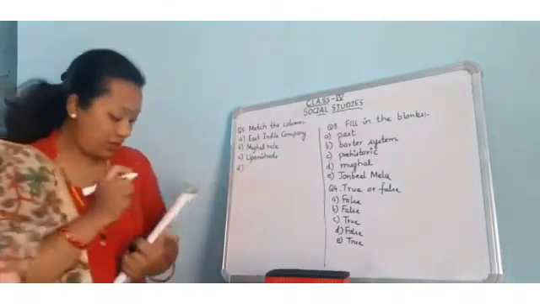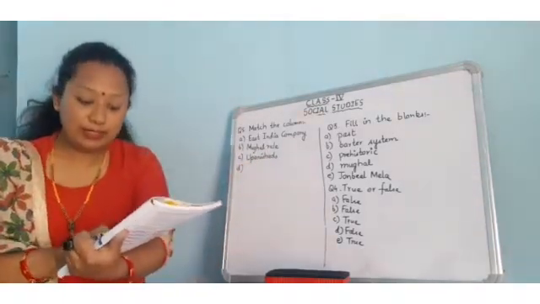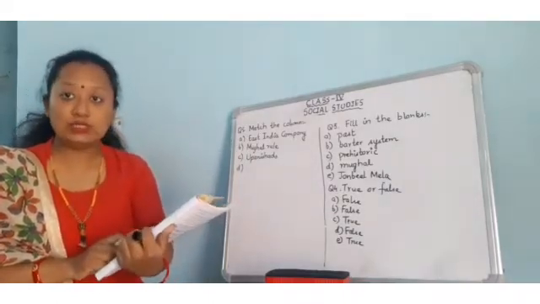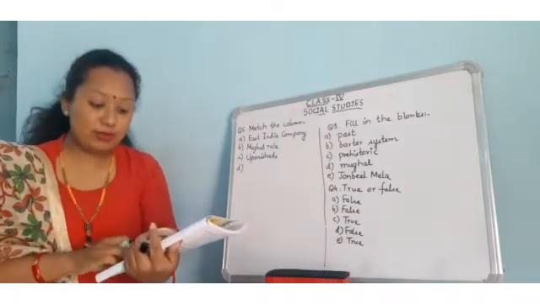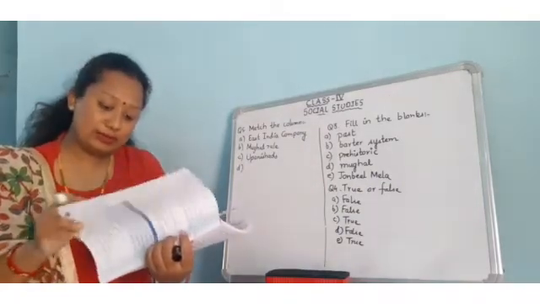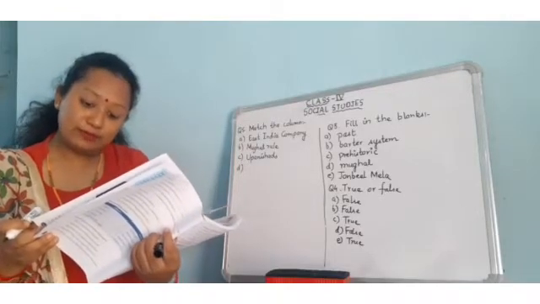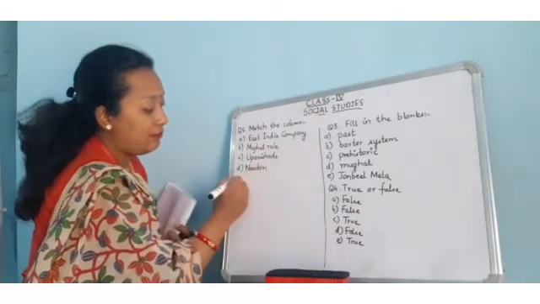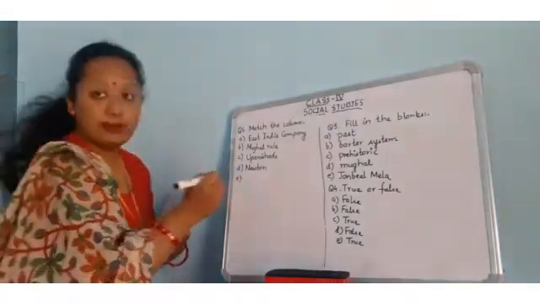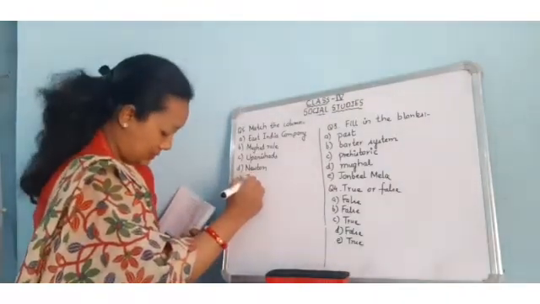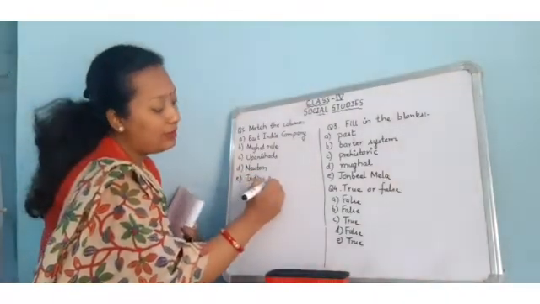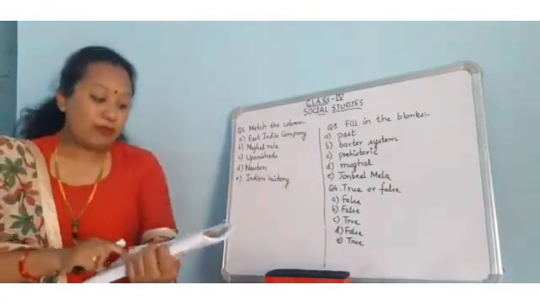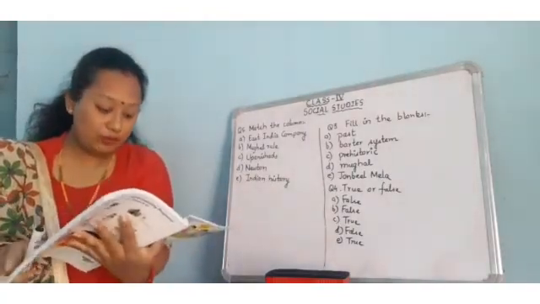Number D, Newton. Upanishads? No. Indian history? No. East India Company? No. Mughal rule? No. Rainbow colors? Yes. Newton first understood the rainbow colors. Who? Newton. Then number 5 is India's freedom struggle. It is a part of Indian history. So these were the exercises of lesson number 1, which you all have to check.